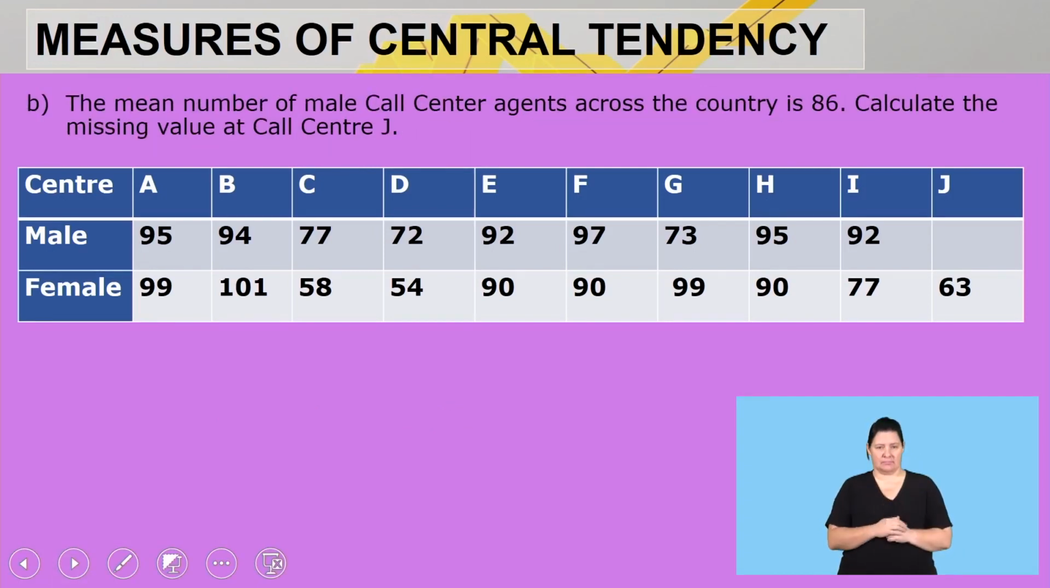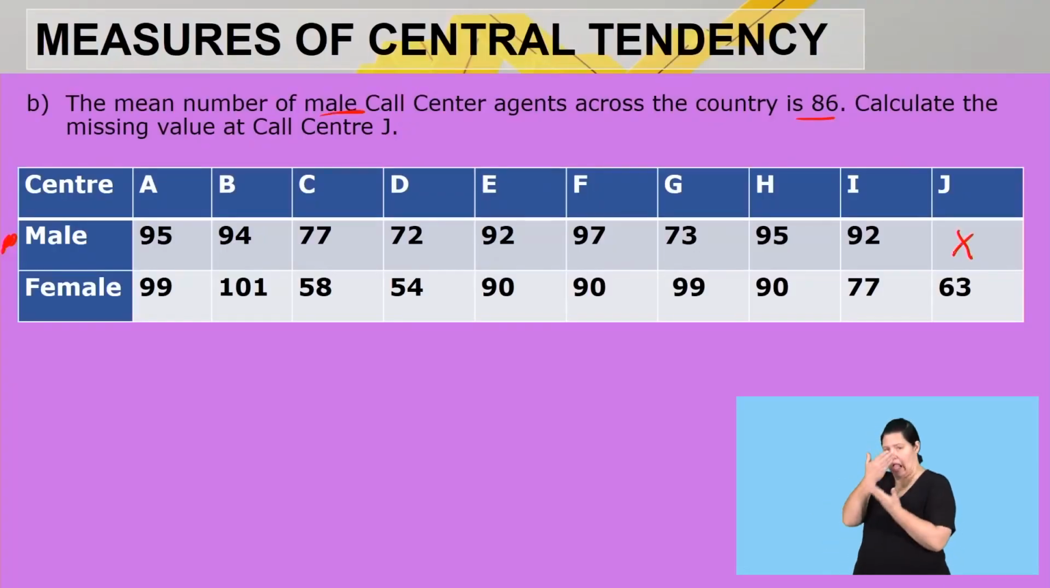Right, moving now to number B. It says the mean number of call center agents across the country is 86. Calculate the missing value at call center J. It's the mean number of males, right? So we're going to work with the males. In the previous sum we said, in order to calculate the mean, we take the sum total divided by how many numbers we have, right? So in this case, what will need to happen? If you look, I don't have the number of males for J. That is what I'm looking for.